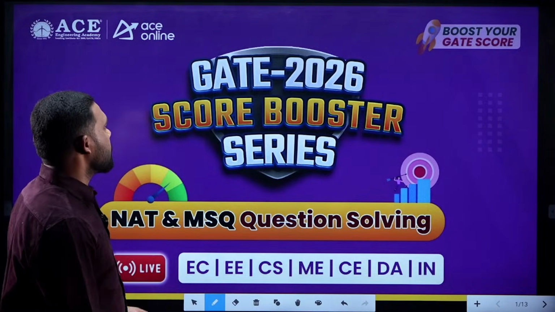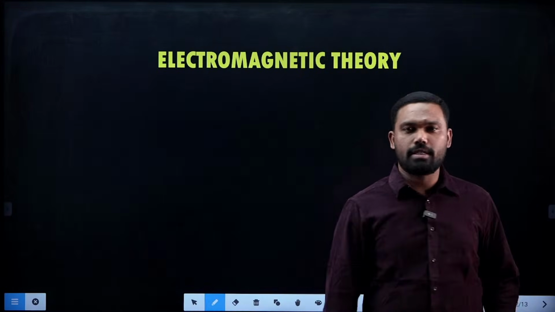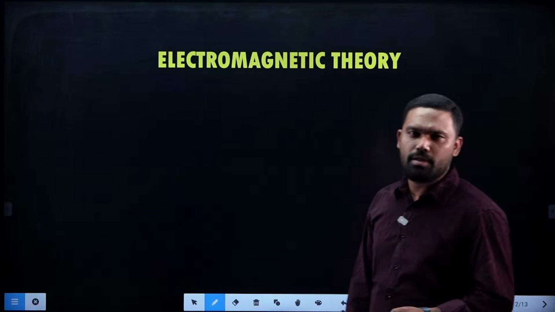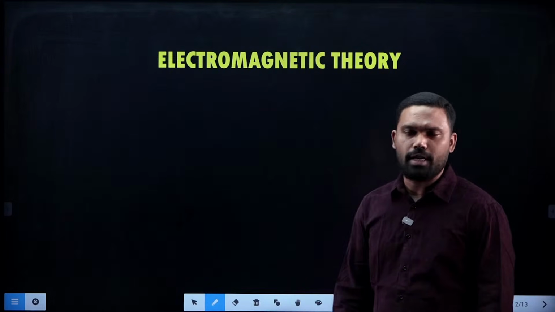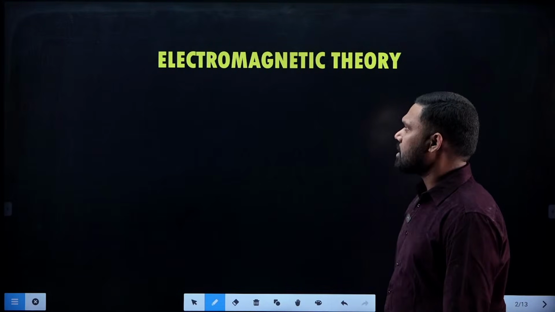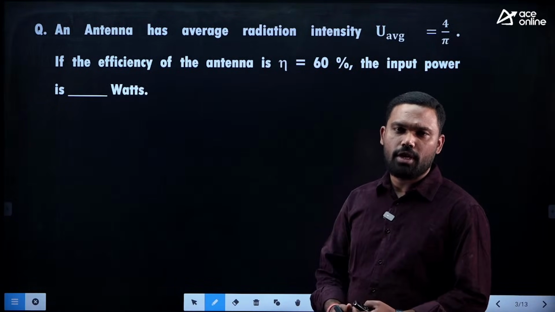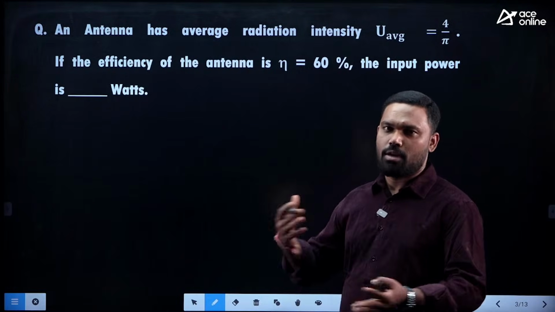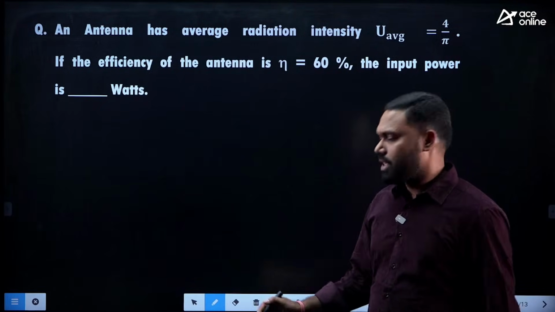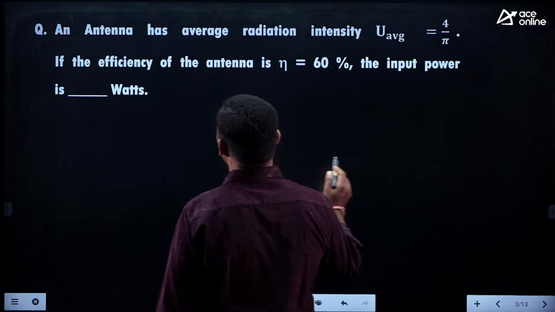So as I said earlier, we're going to deal with electromagnetic theory. Electromagnetic theory is an important subject for the EC students and it plays a major role in your selection process. So let us take up these questions. I have not taken the questions according to the flow of the syllabus, so I have jumbled them. Ultimately, numerical answer type questions and multiple select questions.